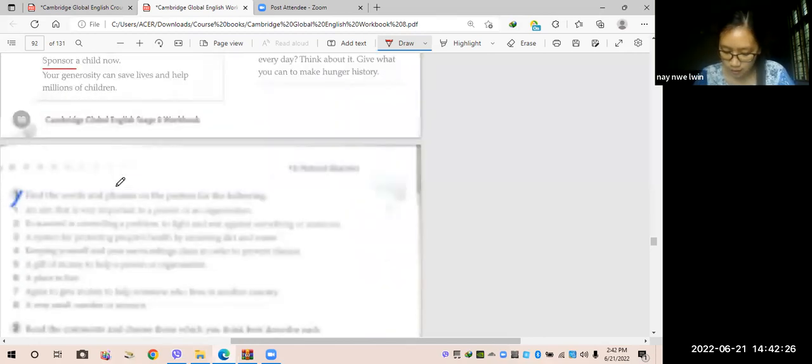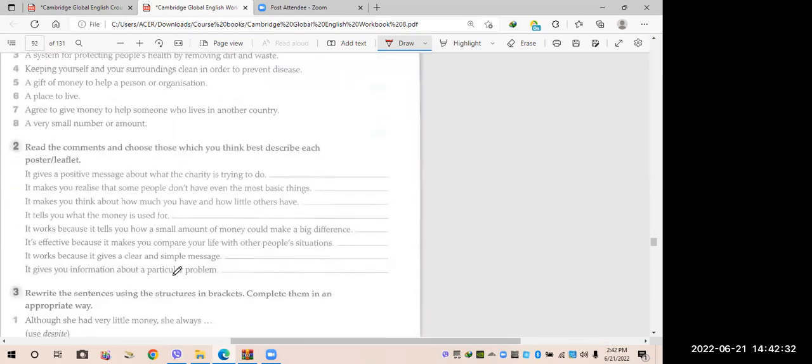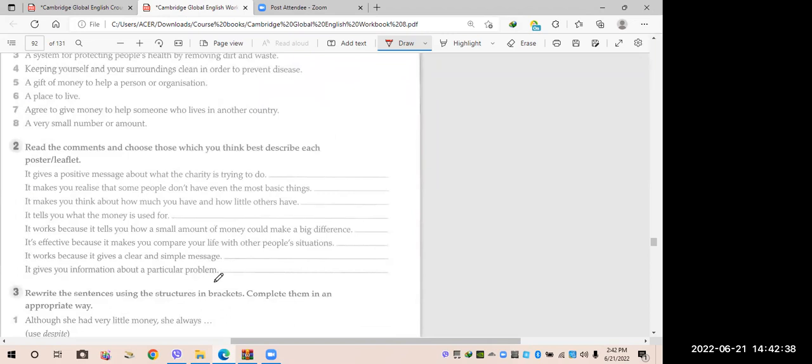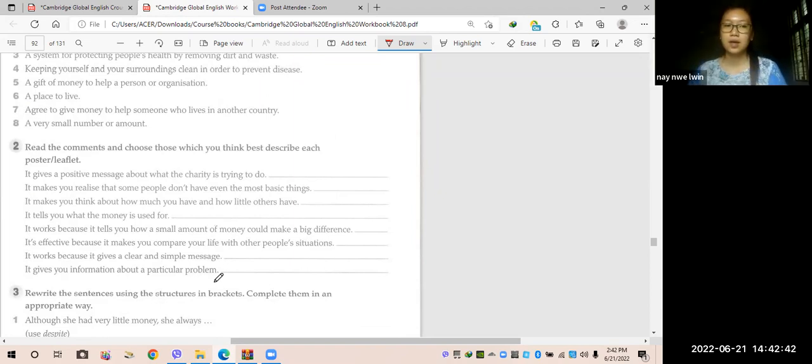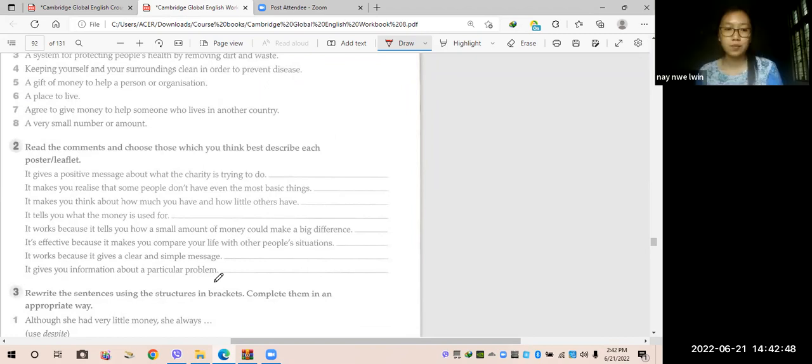And next, the last one. It gives the information about the particular problem. A again, right? It talks about a particular problem, only water, so that is A, correct. So have you got all the answers for number two? Yes, Chair. Okay, so we'll move to number three.